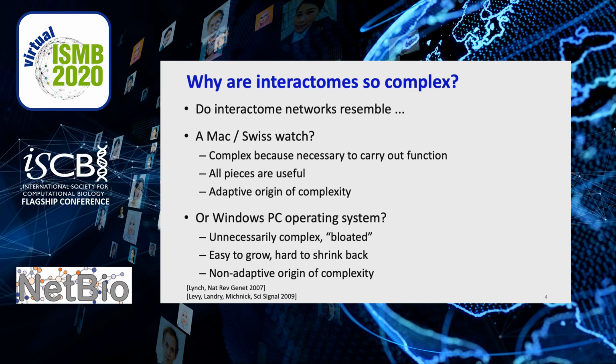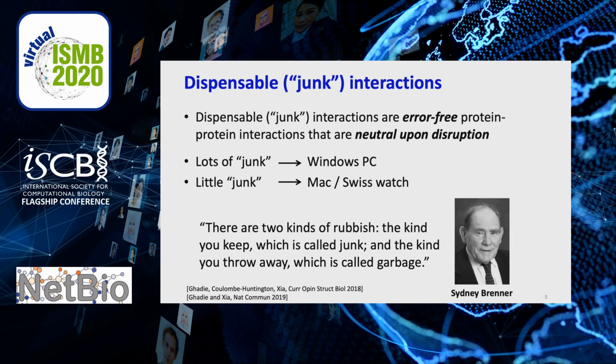This distinction between the two types of complexity for biological networks was first articulated by Michael Lynch, Steve Michnik, and colleagues. Now, the key difference between Windows PC and the Mac computer or Swiss watch is the amount of useless junk in the system. So we need to know how much junk is in the human interactome.